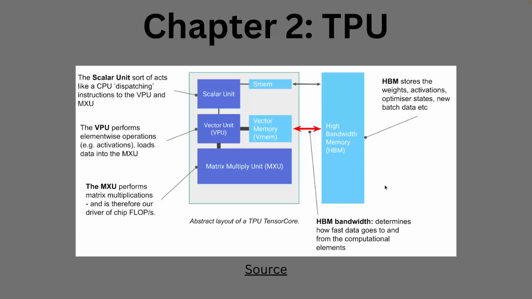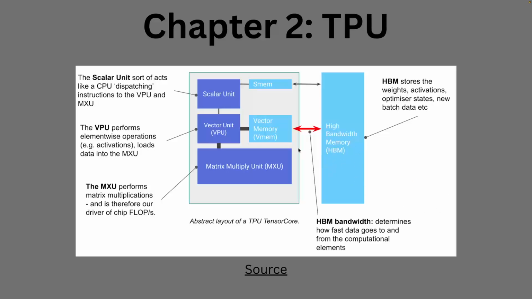TPUs were invented by Google, and these are domain specific architectures that are specialized to do matrix multiplications and vector manipulations, which are the fundamental units of modern deep learning.